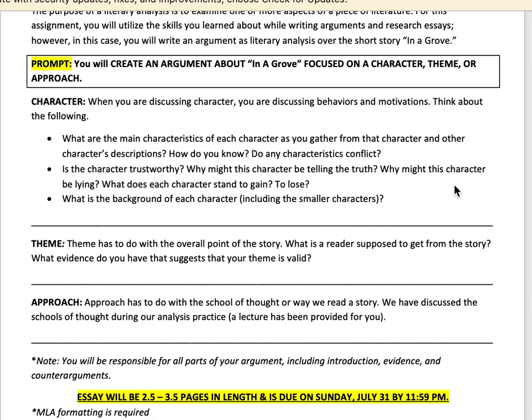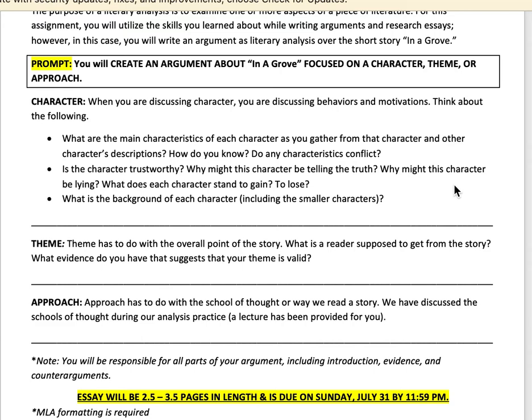An approach, again, is like a school of thought in how we read a text. So this could be something like a gender study. It could be a historical approach. It could be a new criticism where you're looking at things like symbols. There's different ways to read different texts.